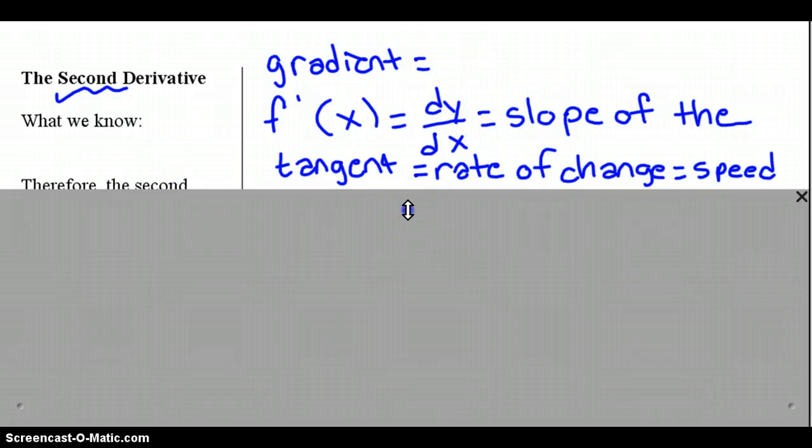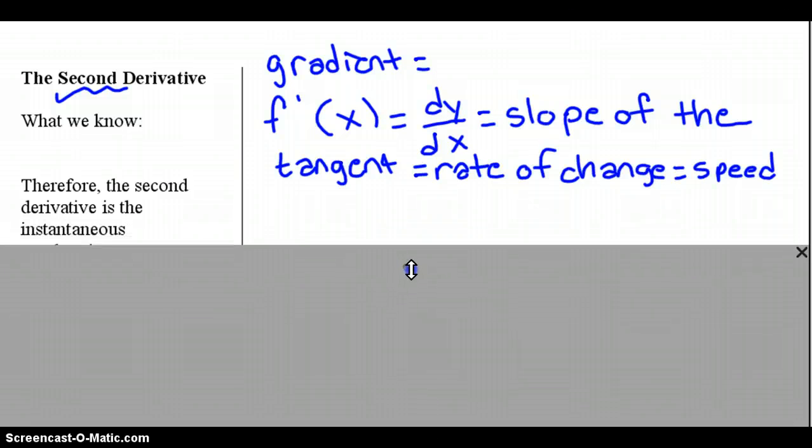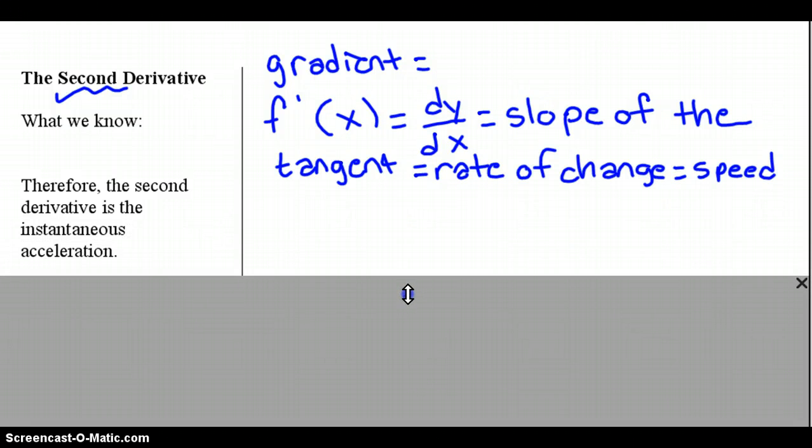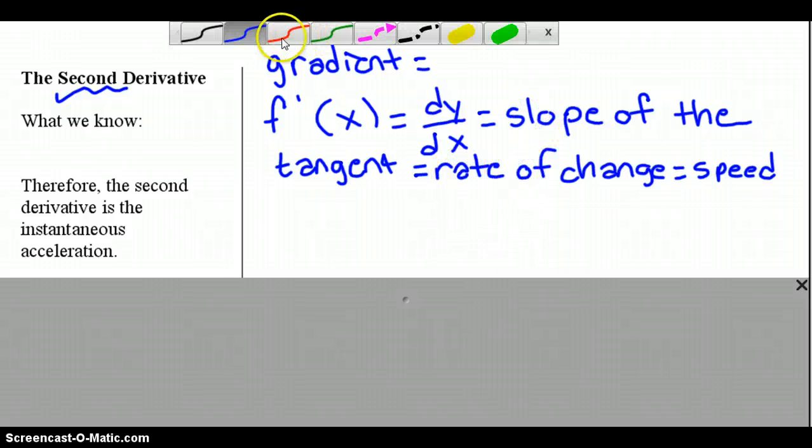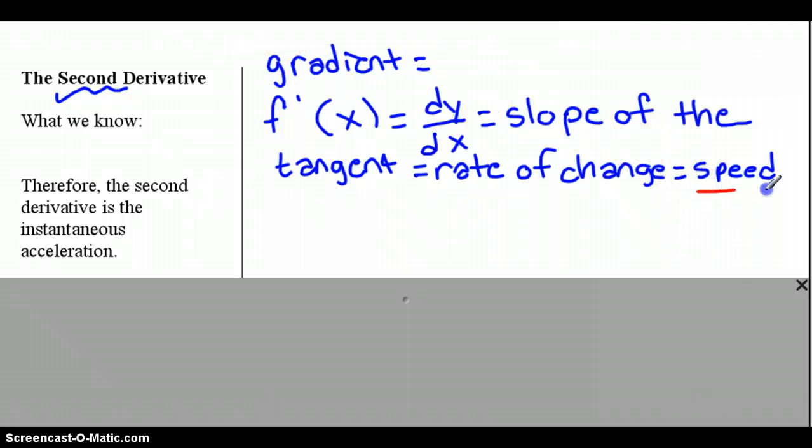So if I'm going to take a second derivative, what really is it? If I want to take a rate of change again, but I'm taking now the rate of change of my speed, because here my speed is my first derivative. So if I take a second derivative, what I'm really doing is taking the rate of change of my speed.